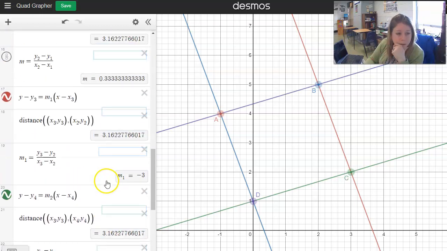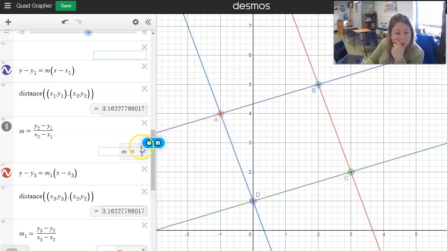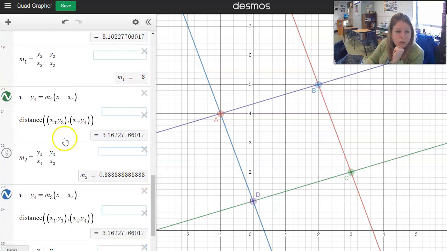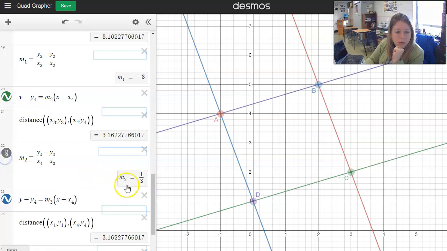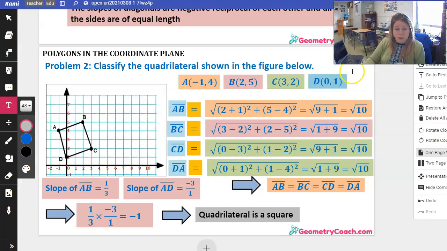So then if you look at your slopes, I'm going to change that to a fraction to make it easier. Slope is 1/3 for the purple line. The red line slope is -3/1. Those are negative inverses of each other, negative reciprocals. Green line slope, 1/3. Blue line slope, -3. Negative reciprocals of each other. So that means that these are hitting at 90 degrees. So we have 4 congruent sides, 4 congruent angles, 4 perpendicular angles. So yes, this is a square.